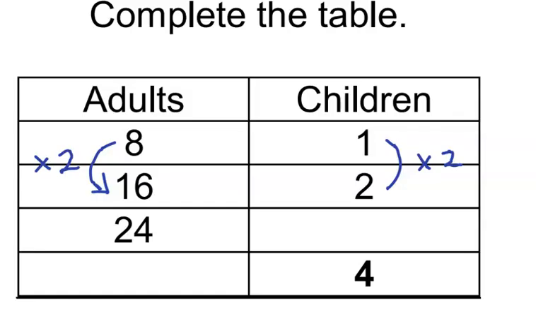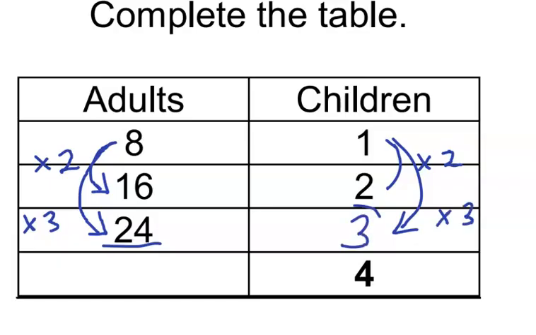Now, on this one, we actually have the number on the adults side. So let's see what it takes to get from 8 to 24. 8 times what will give you 24? Well, the answer to that is 3. So to get to this number, you're going to have to do 1 times 3. And 1 times 3 is 3. So that's the answer for this one.